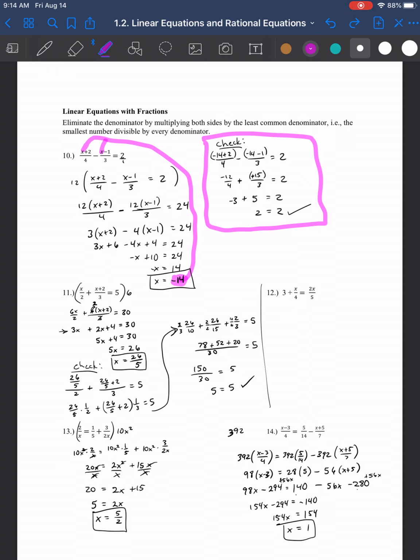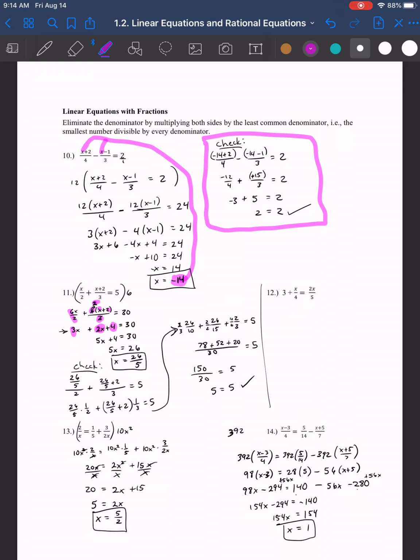The next one here, you can go through and check. This was about getting rid of the 2 and the 3. The smallest thing that does that is this 6. So I multiplied everything by 6, and you have 6 over 2, that gives us this 3. We have 6 over 3, which gives us this 2, which I then distributed through: 2 times x gave us 2x, and 2 times 2 gave us this 4.